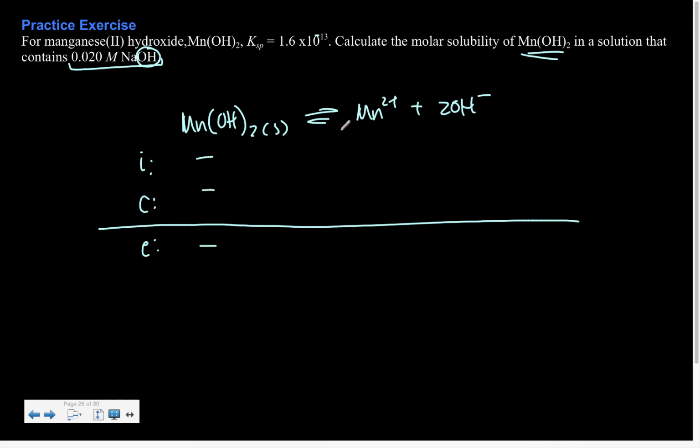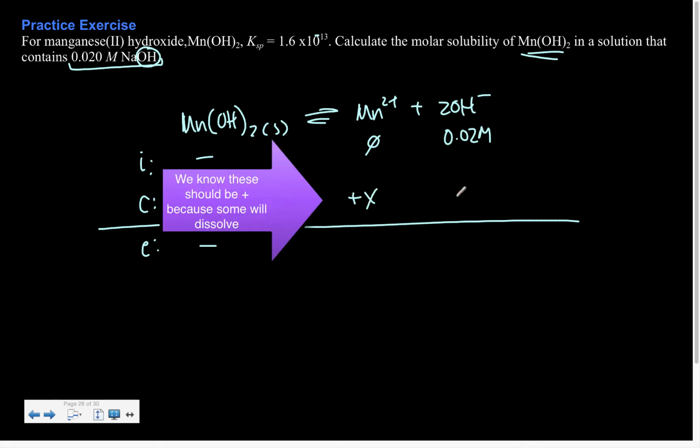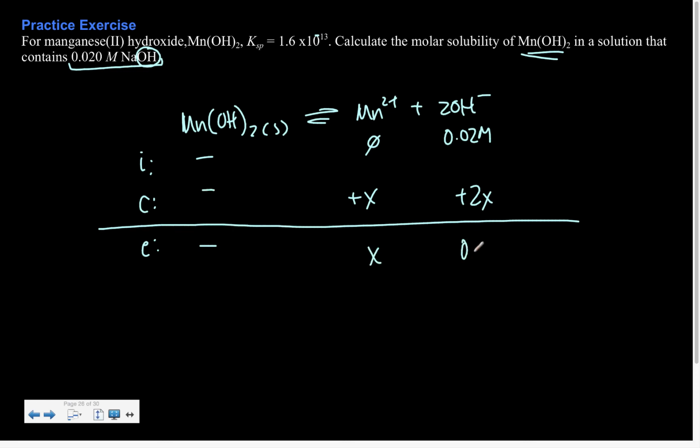So here, currently, there is none of the manganese ion. We don't have any initially, but we do have 0.02 molar of hydroxide initially. Now, some of this will hopefully dissolve from here. Some of that will dissolve, which means that at equilibrium, I'm going to have x and 0.02 plus 2x.